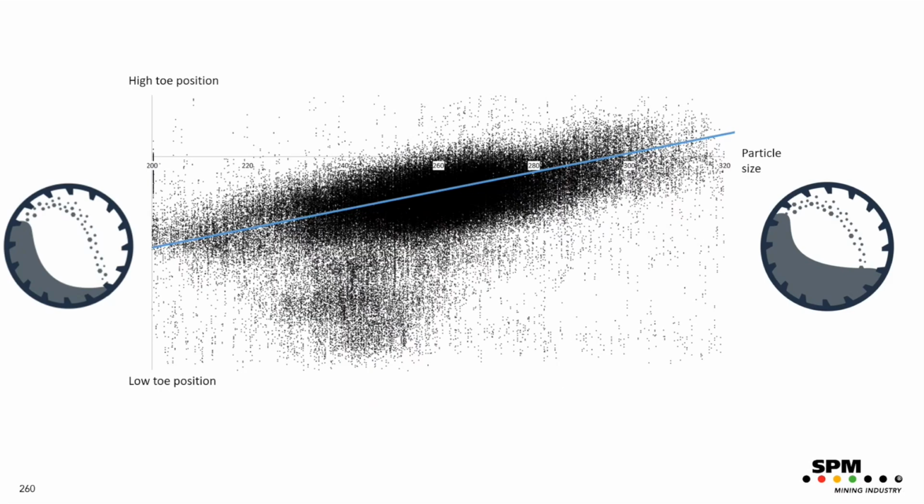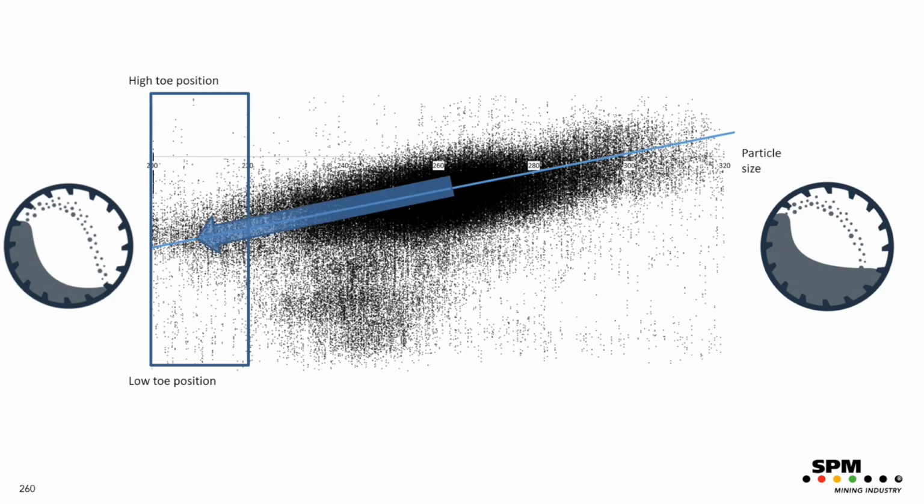Now, this is another way of seeing the same results. You have the particle size here on the x-axis, and you can see that the majority of the particles are in this area, but we would like to be down here. Typically, if you have a high toe position, the particles that you get out of the mill are larger. If you have a lower toe position, the size of the particles will be smaller. So in this case, you adjust the toe position to have a suitable particle size.